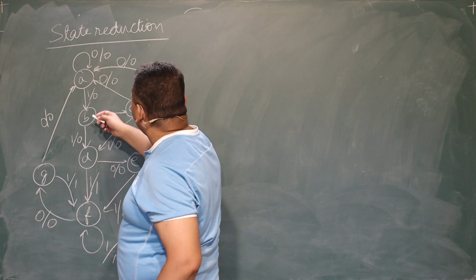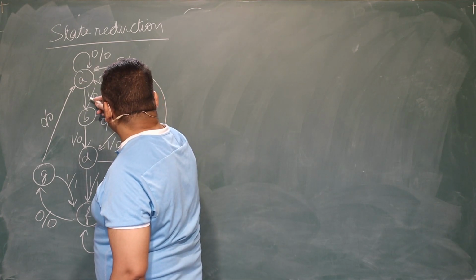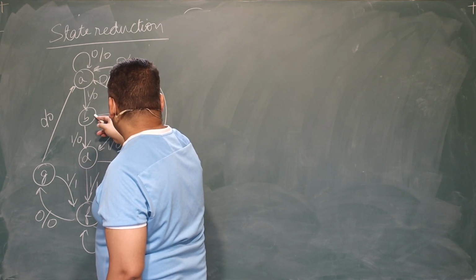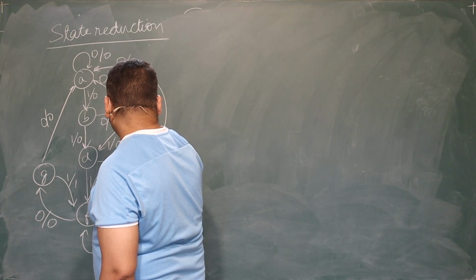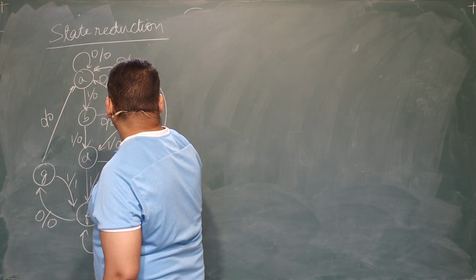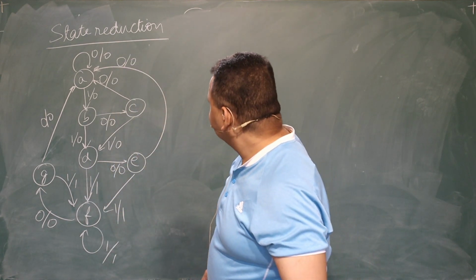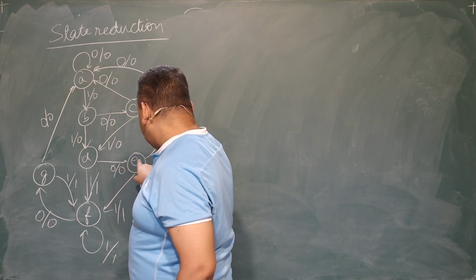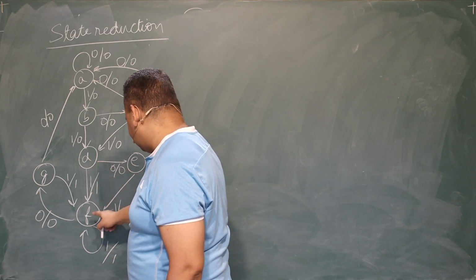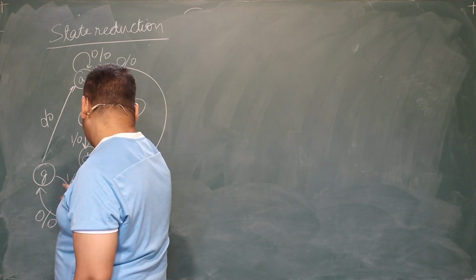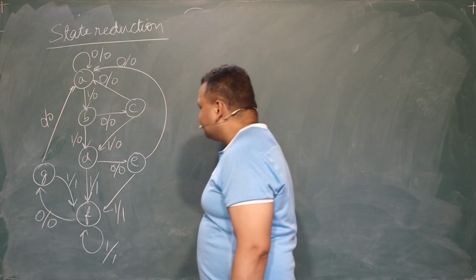Does every state have two possible inputs? B, C, one of C's is left out. Oh, we have two. Okay. E has two, D has two, F has two, G has one, two. Okay.